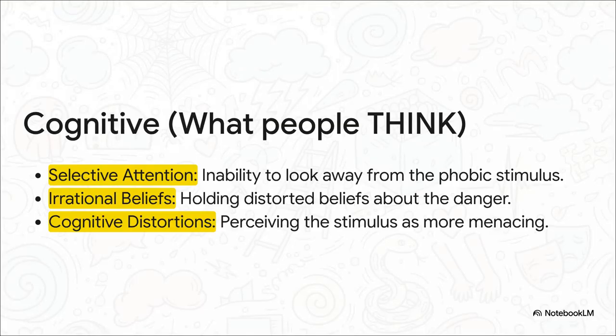And finally, we have the cognitive component. This is all about the faulty thinking processes happening inside their head. Selective attention means their brain is like a heat-seeking missile for that specific threat. They can't look away. And this is fueled by irrational beliefs and cognitive distortions. So someone with a dog phobia doesn't just think, that dog might bite. They catastrophize. They think, that dog is a monster, it will attack me, and it's going to be the worst thing that has ever happened.